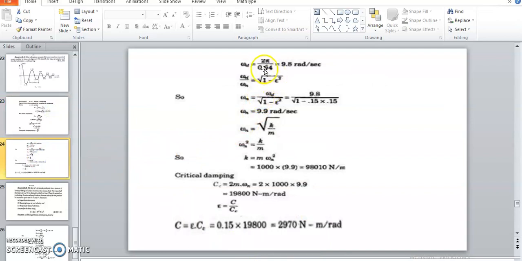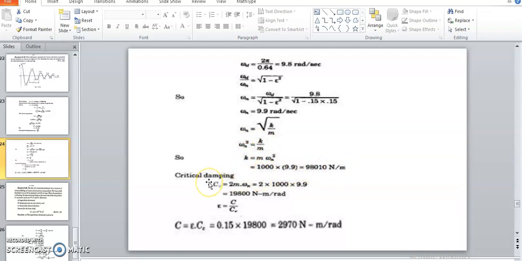Now from this damped natural frequency, you can find omega n. The damped natural frequency is equal to the square root of 1 minus zeta squared times omega n. So we know omega d and the zeta value, and then you can find omega n: omega n is equal to omega d divided by the square root of 1 minus zeta squared. Zeta and omega d are already calculated, so you can know omega n. Omega n is again the square root of k by m. Since omega n and the mass are known, you find the k value, the stiffness.